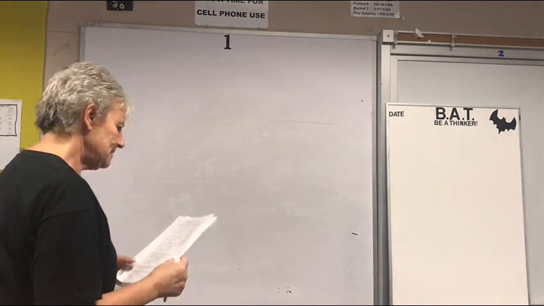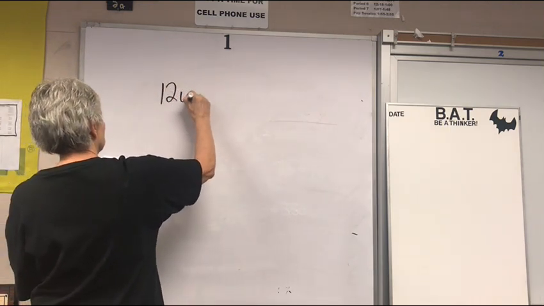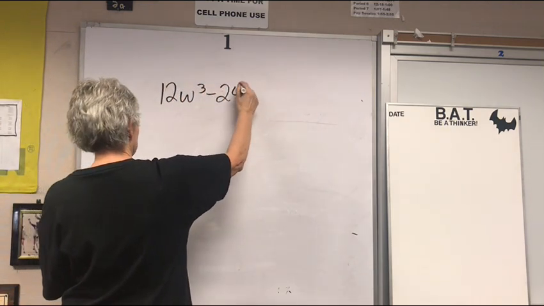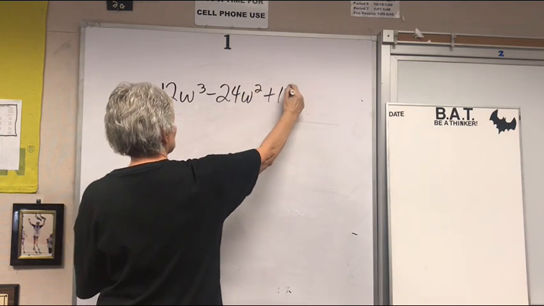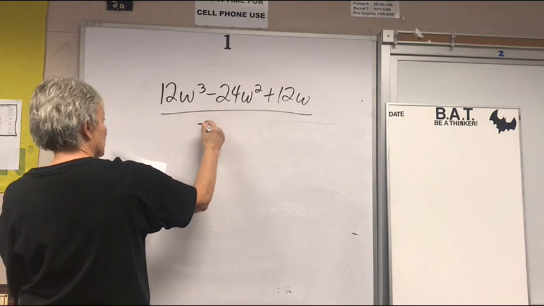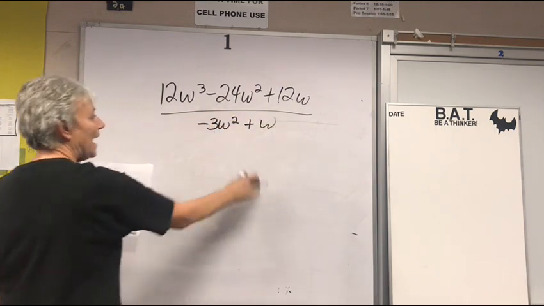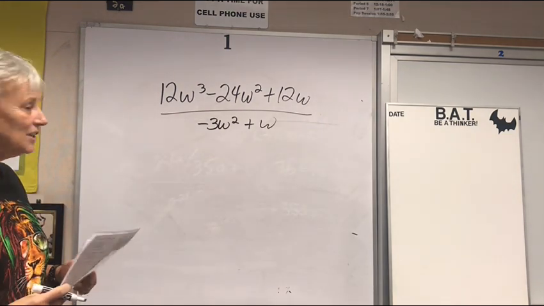Okay, number 28. 28's more like one I might test you on. 12w cubed minus 24w squared plus 12w all over negative 3w squared plus w. I'm going to write it in order. This was backwards, but in order makes life easier.